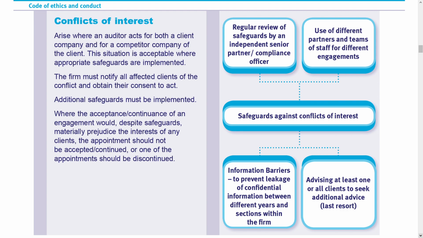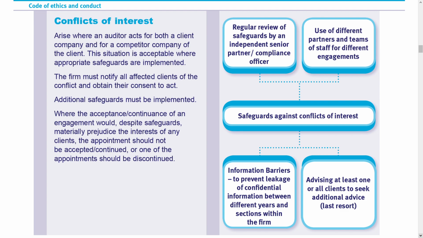If you are working for a client as well as the competitor of that client as an auditor, the firm must notify all affected clients of the conflict and obtain their consent to act. You have to notify both clients that you are working for them. Okay, and you have to obtain their consent on whether you can act for them or not, act as an auditor or not, because it can lead to conflicts of interest.